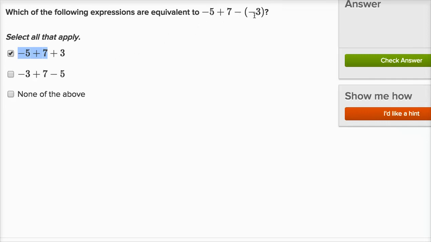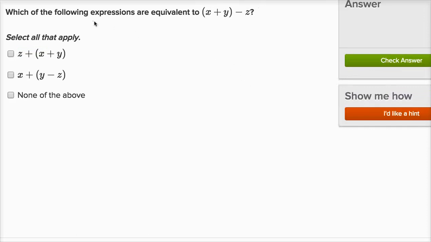Here they're subtracting a negative 3, which is the same thing as adding a positive 3. Here they just have a negative 3. If this was a positive 3, then we'd be in business. But this is a negative 3, so this isn't going to work. So I will not select that. And I won't select none of the above because I found a choice. Let's do one more of these.